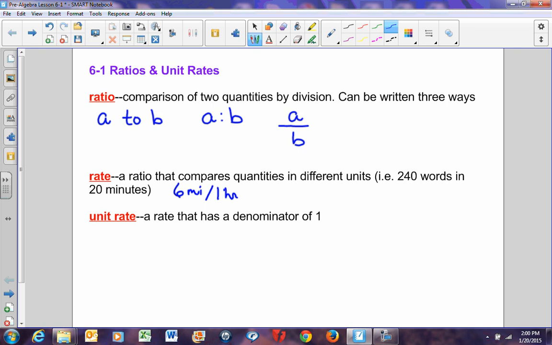A unit rate means that the rate has a denominator of 1, like my 6 miles per 1 hour. That is a unit rate because it has a denominator of 1. If I say I can type 240 words in 20 minutes, if I made that to a denominator of 1, then I can type 12 words per minute. And that would be a unit rate. A unit rate must have a denominator of 1.